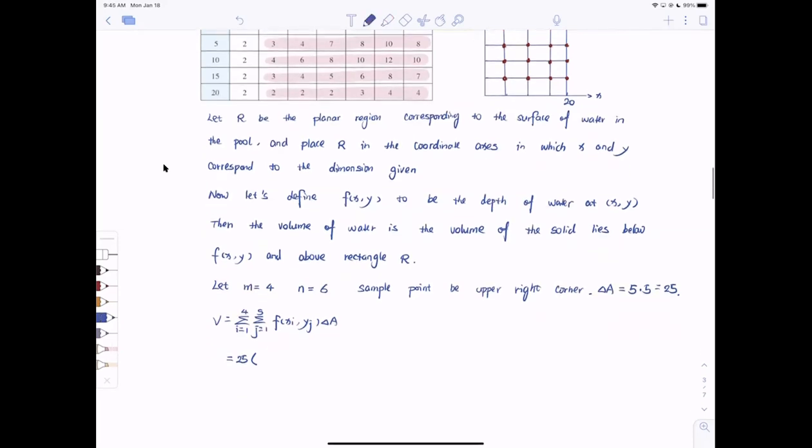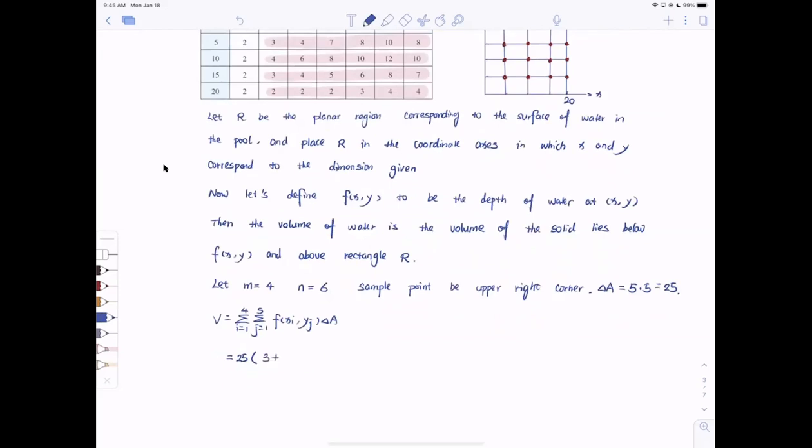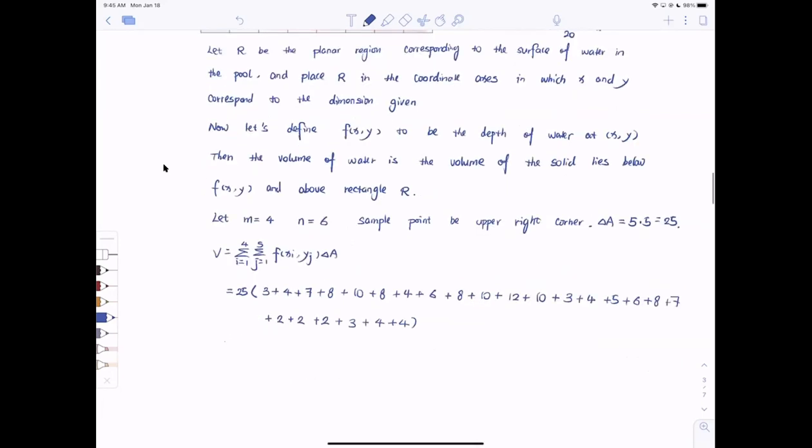So that's going to be 3 plus 4 plus 7 plus 8 plus 10 plus 8, 4, 6, 8, 10, 12, 10, 3, 4, 5, 6, 8, 7, 2, 2, 2, 3, 4, 4. And this will give you 25 times 140, which is 3,500.